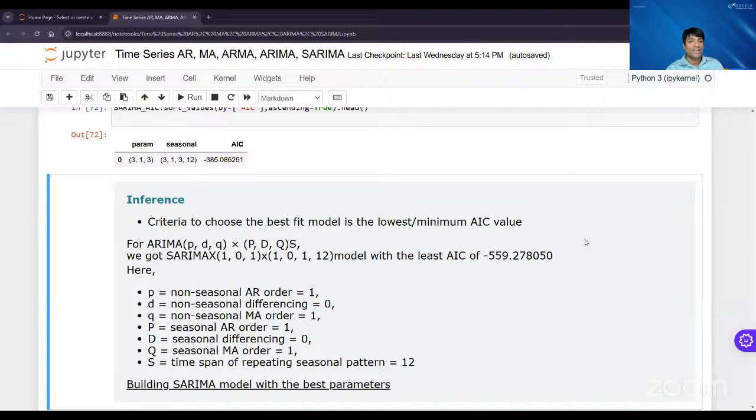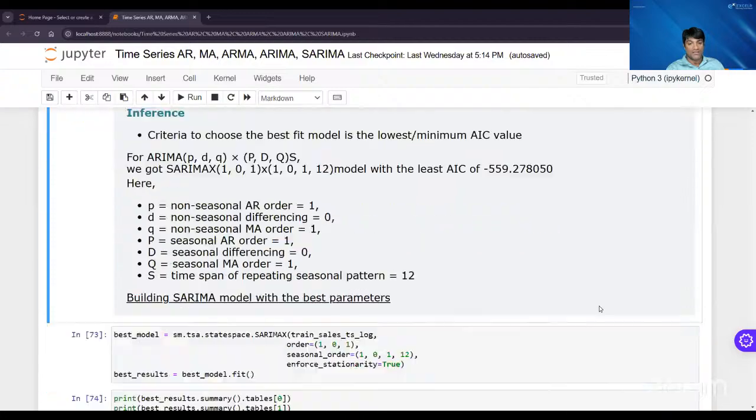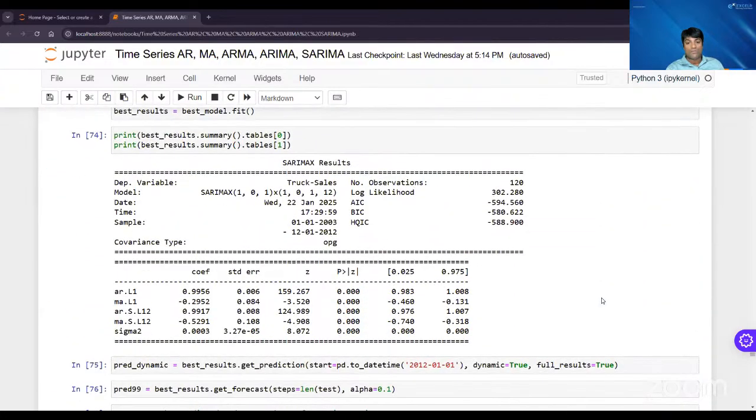So here you can see the seasonal values. You can see the first part here, which is 313, that is the first part of p, d, and q, the non-seasonal changes. And the next part, which is 313 and 12, is nothing but the seasonal changes. Apart from that, they also have the S factor, which is the time span, the 12 months, which we have taken.